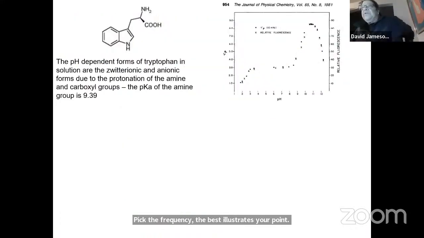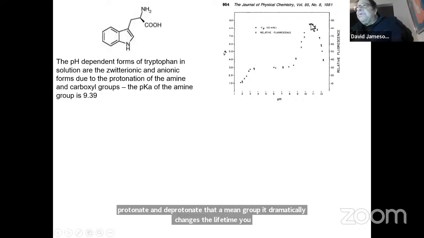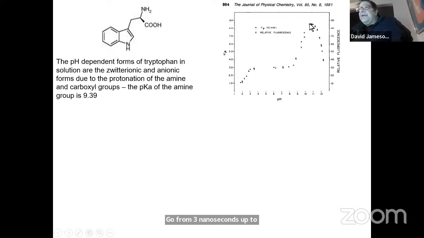Now, one of the early things we did was look at tryptophan, and this figure is from my thesis, just looking at the phase lifetime and intensity of tryptophan as a function of pH. And when you protonate and deprotonate that amine group, it dramatically changes the lifetime. You go from 3 nanoseconds up to almost 9 nanoseconds.